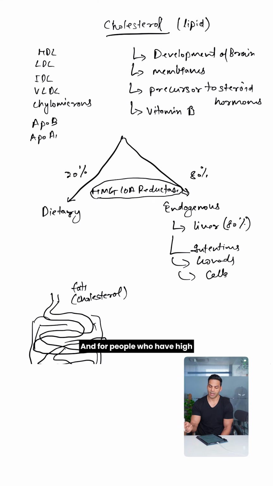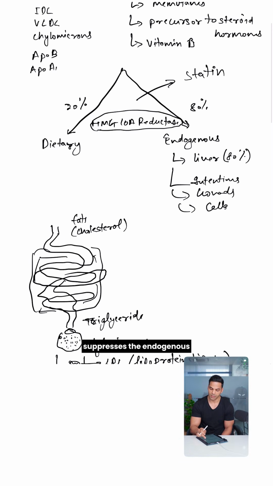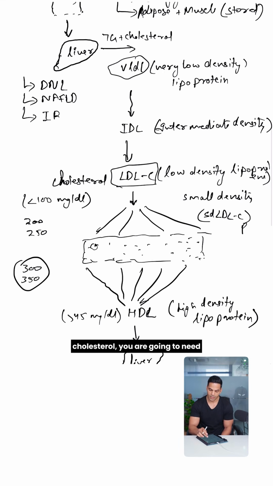And for people who have high amounts of cholesterol, doctors typically prescribe them statins. And when they take statins, what a statin does is it inhibits the action of HMG-CoA reductase. And what this does is it basically suppresses the endogenous production of cholesterol. So when it suppresses the endogenous production of cholesterol, you are going to need less LDL, right? So the body stops producing high amounts of LDL because you have less circulating total cholesterol. Now that can have some effects, because cholesterol is also needed for testosterone, progesterone, estrogen. So those are some of the things that people will have to manage.